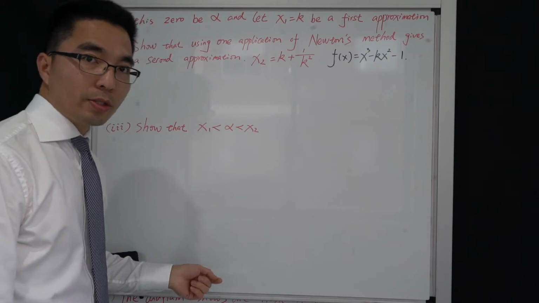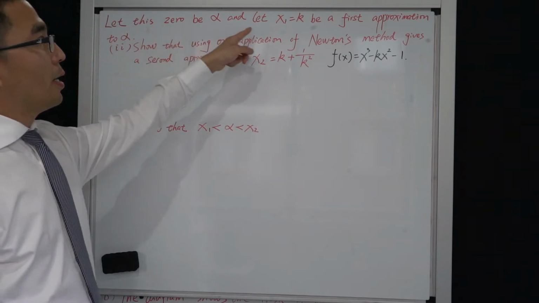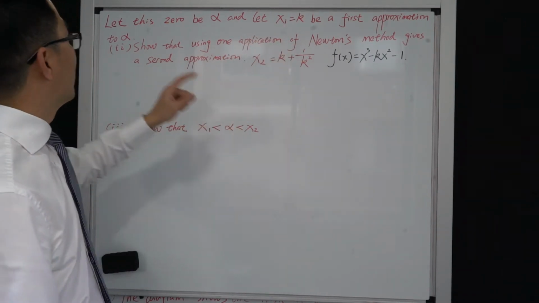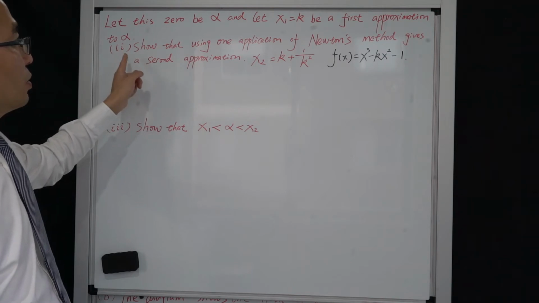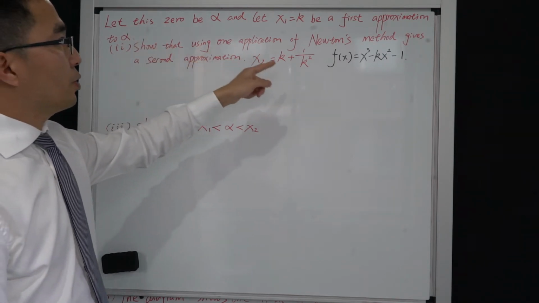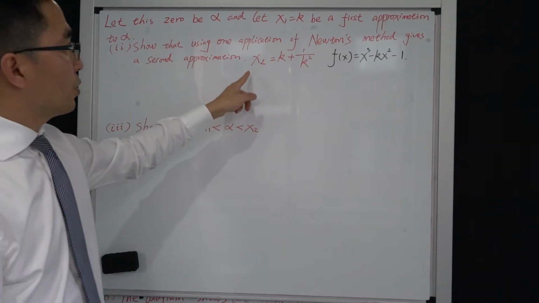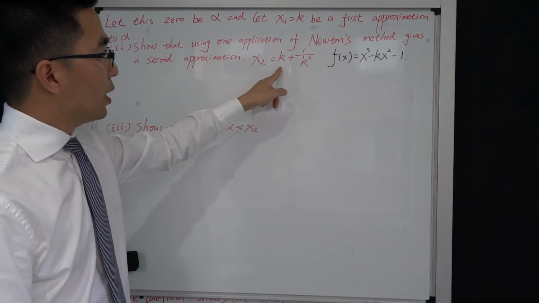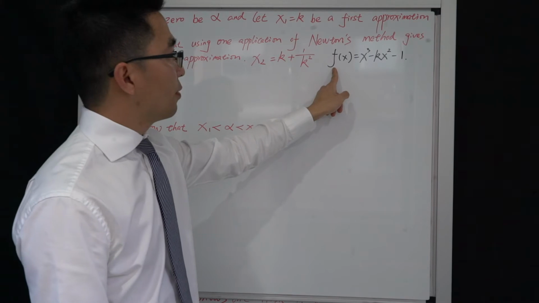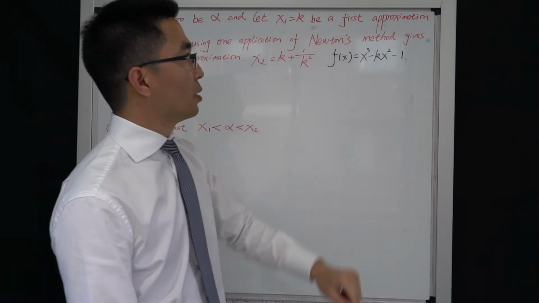Let's go to the next question. Let's make this zero to be alpha and let x1 equal to k be the first approximation to alpha. Based on this assumption, the question is to use one application of Newton's method to give the second approximation, to show that x2 equals k plus 1 over k squared. From the previous question, we have f(x) equals x cubed minus k x squared minus 1.